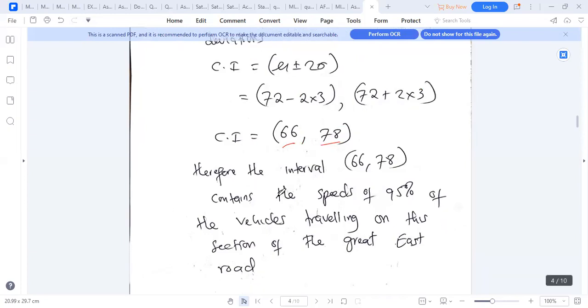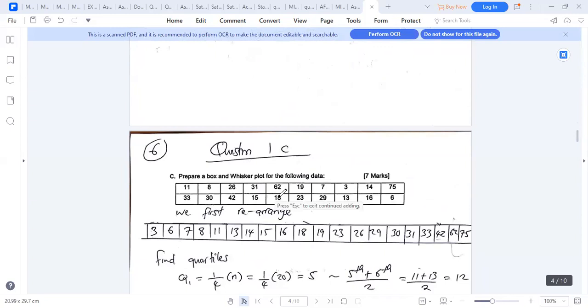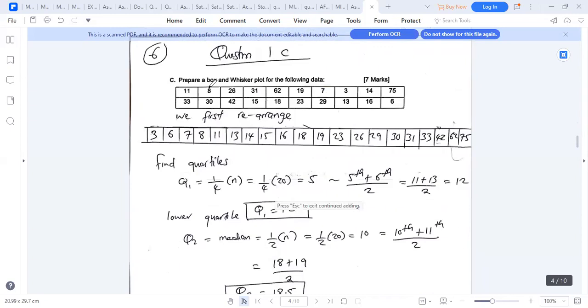So basically, that's how the empirical rule was supposed to be tackled. Question number 2. Question number 1C, we're given data and within 7 marks to draw the box and whisker plot. The first thing, we rearrange the data from the smallest to the biggest.